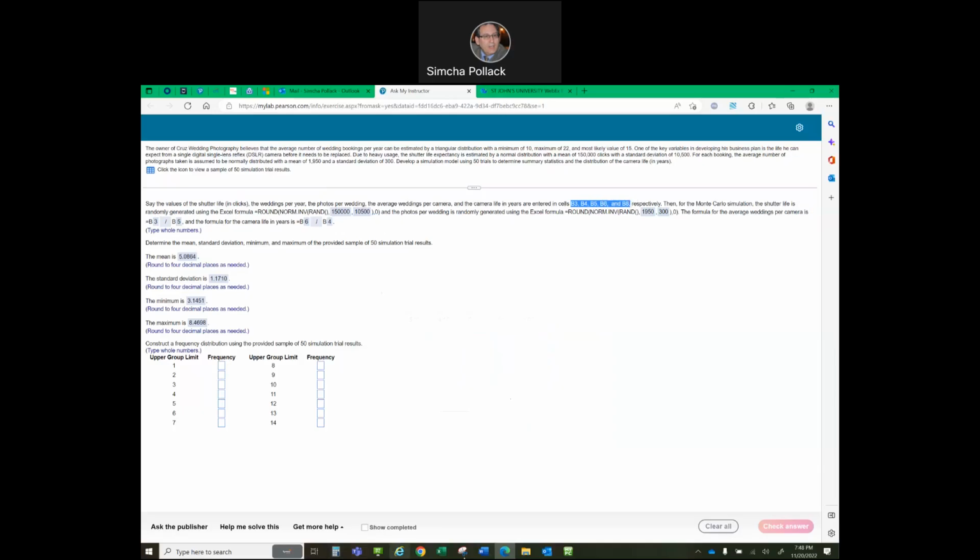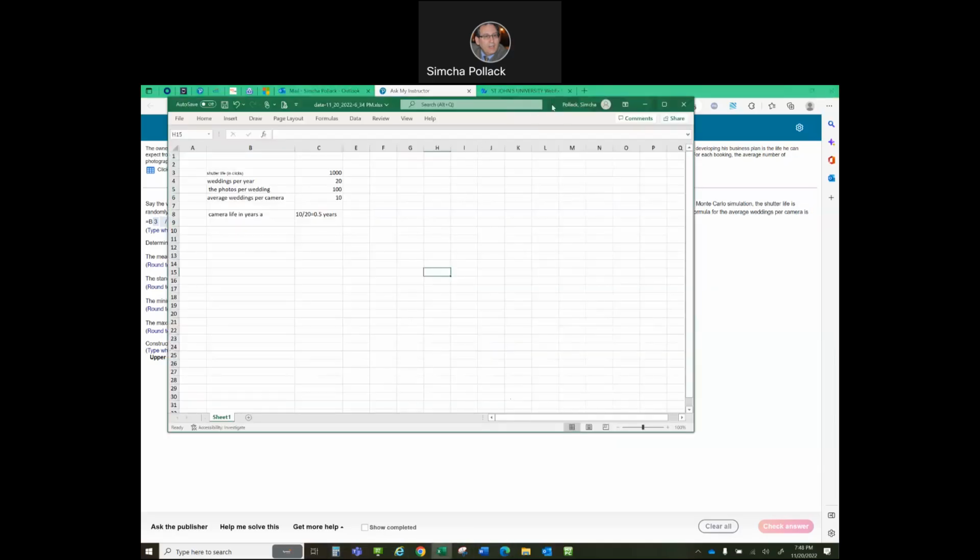To make that concrete, I prepared the following small example where we have in B3 the shuttle life. Instead of using some really big number, I picked a small number, hypothetically like 1,000. How many weddings per year? How many photos per wedding? I figure smaller numbers might be easy to grasp. The average weddings per camera and the camera life. Okay, so let's work it through.